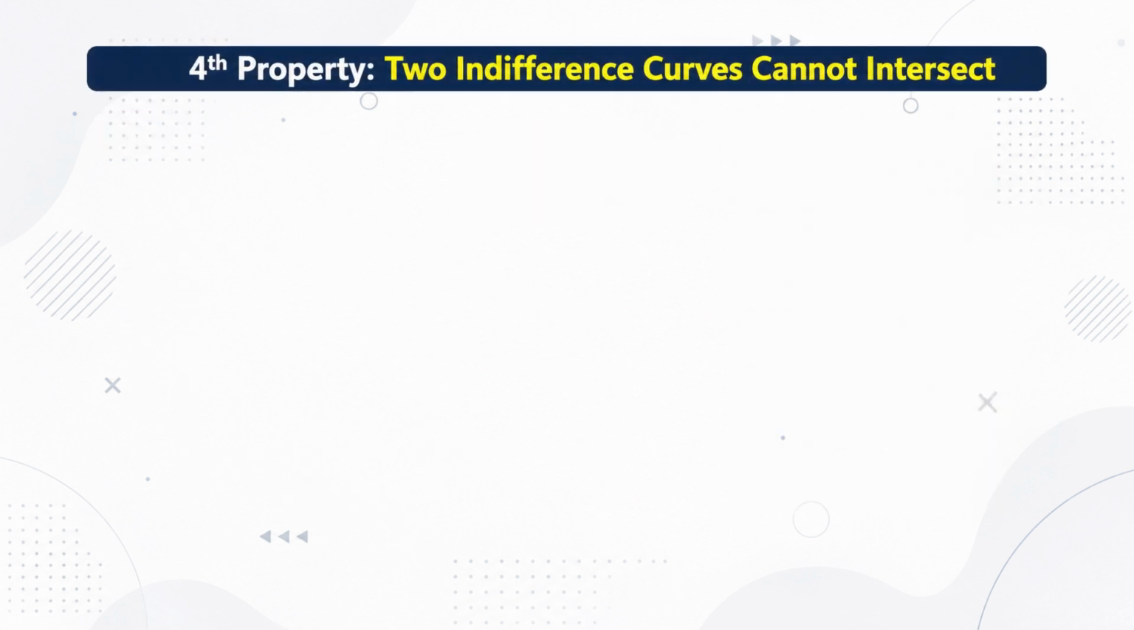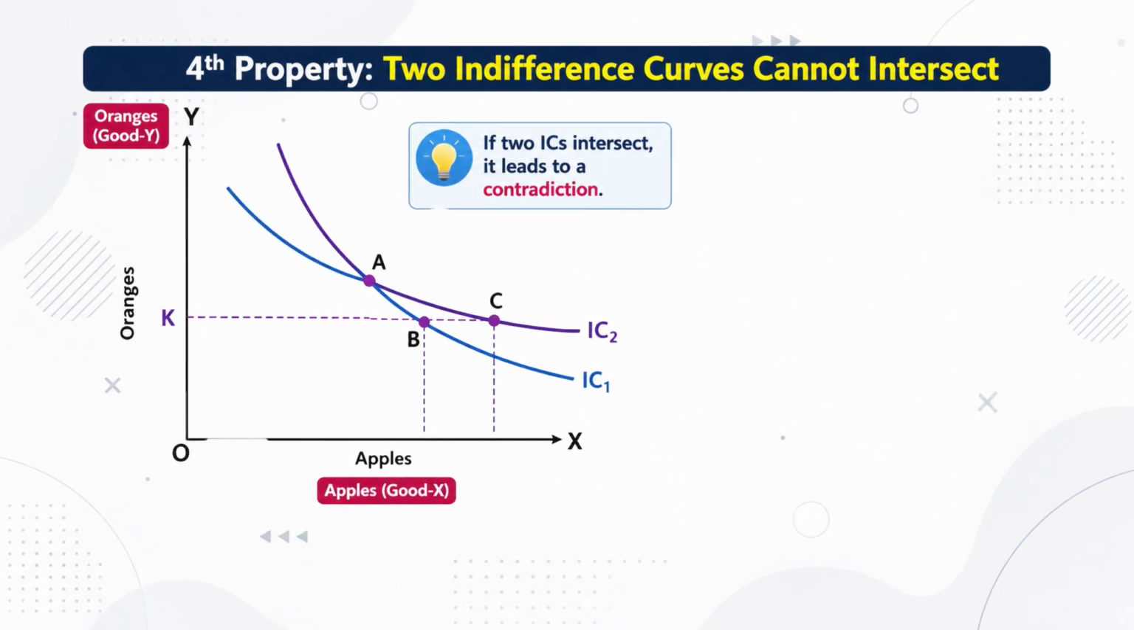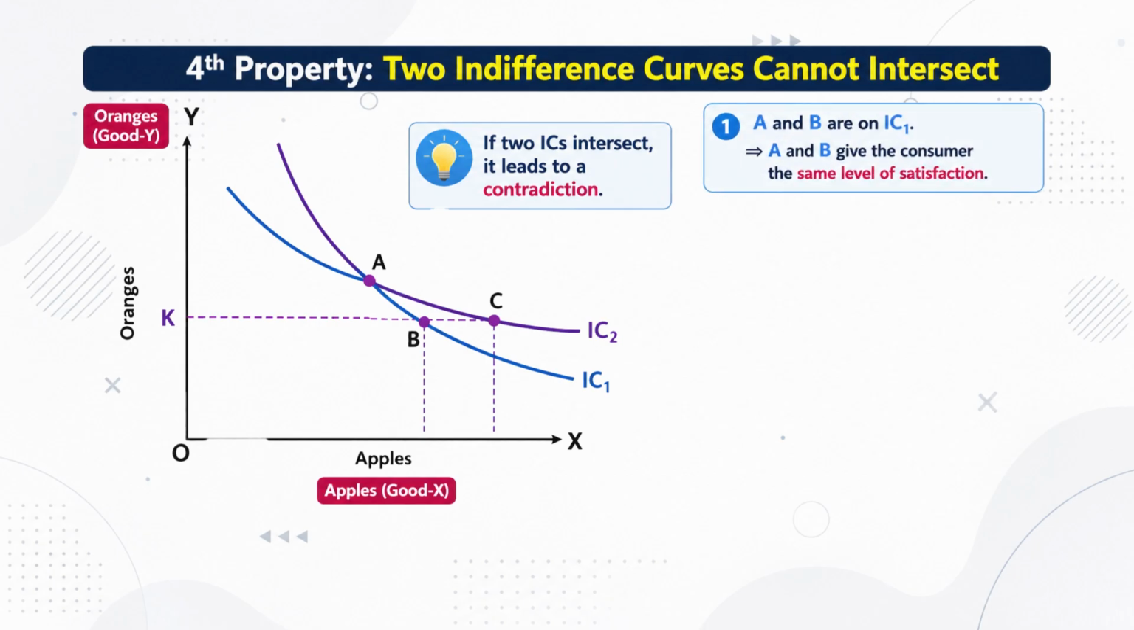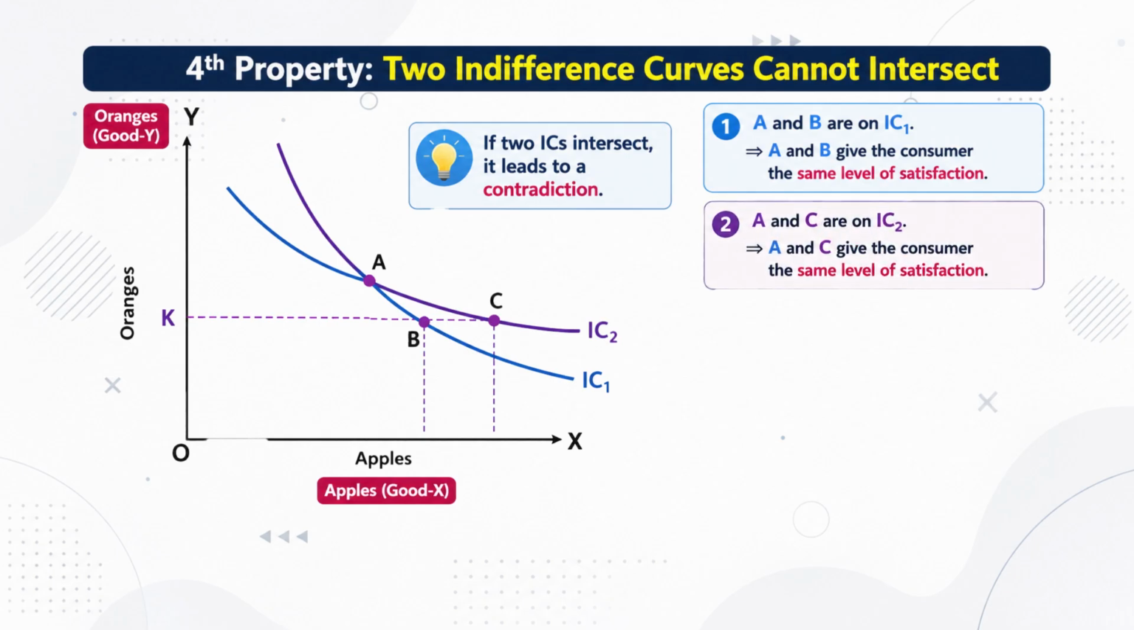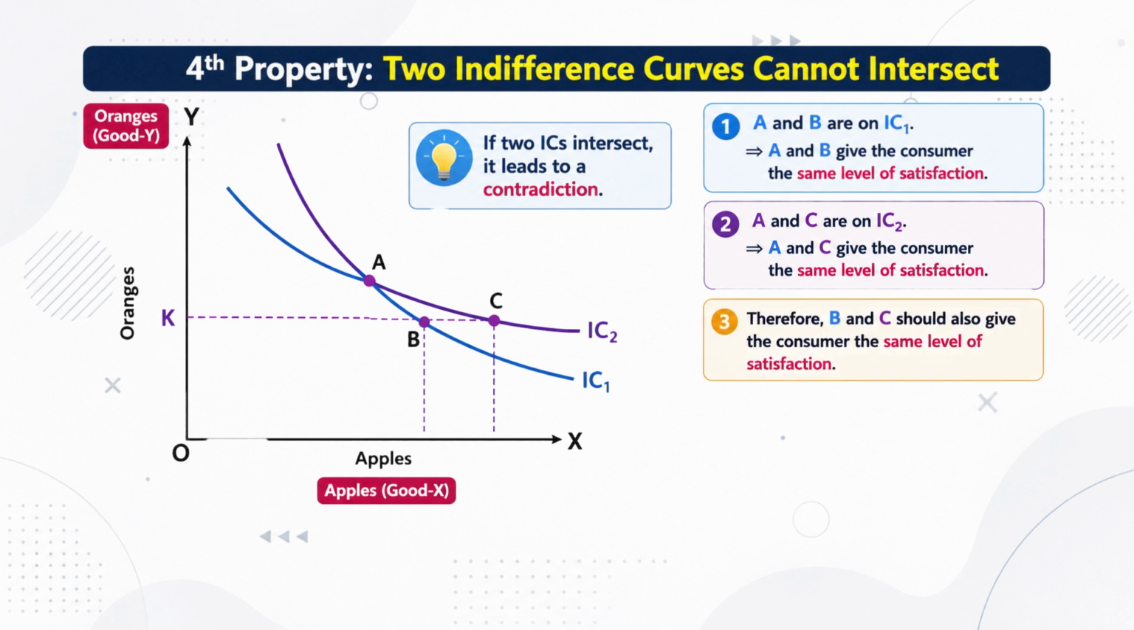Let us look at the fourth property of an indifference curve. Two indifference curves cannot intersect each other because this would lead to a contradiction. Let us understand this using the figure. Points A and B lie on IC1. Therefore, A and B give the consumer the same level of satisfaction. Similarly, points A and C lie on IC2. Therefore, A and C also give the consumer the same level of satisfaction. This means that B and C should also give the consumer the same level of satisfaction.